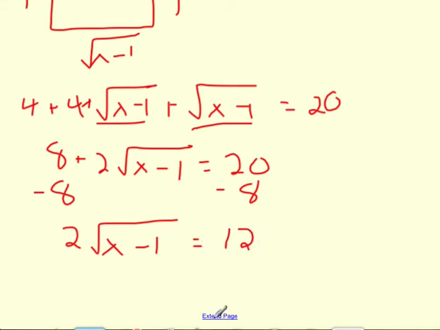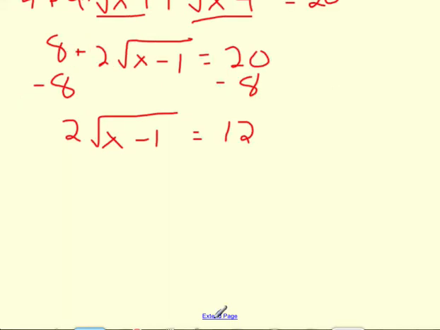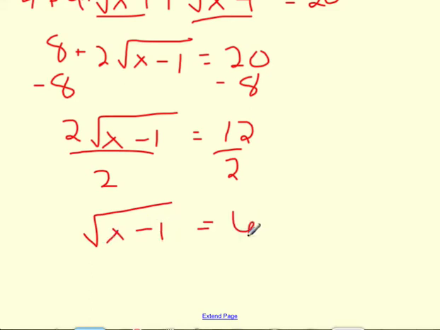Then now I want to get rid of that 2. So I'm going to go ahead and divide both sides by 2. So I get the square root of x plus 1 is equal to 6. So now that that square root is isolated, I can go ahead and square both sides. So then I end up getting x plus 1 is equal to 36.